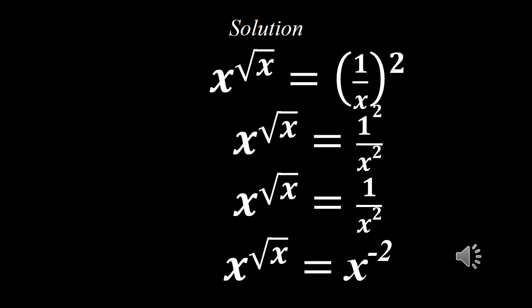Then x raised to power root of x equals 1 squared is 1 over x squared. Then x raised to power root of x equals the inverse; 1 over x squared means the inverse of x raised to power minus 2 according to the rule of indices. So we have x raised to power root of x equals x raised to power minus 2.